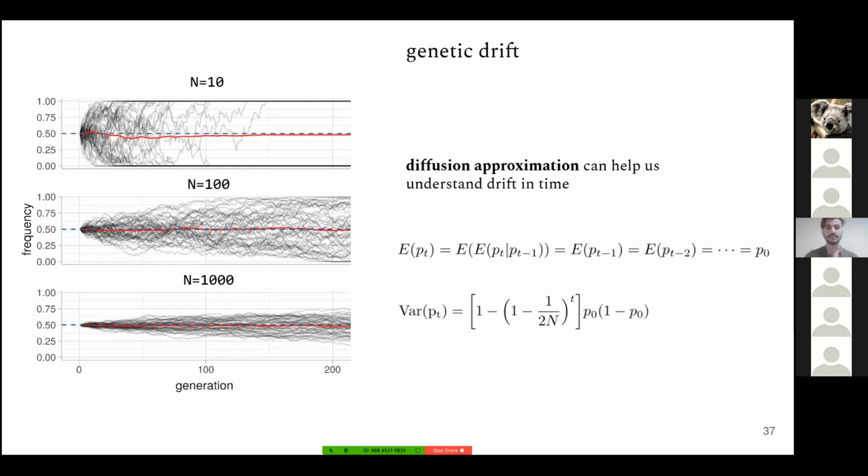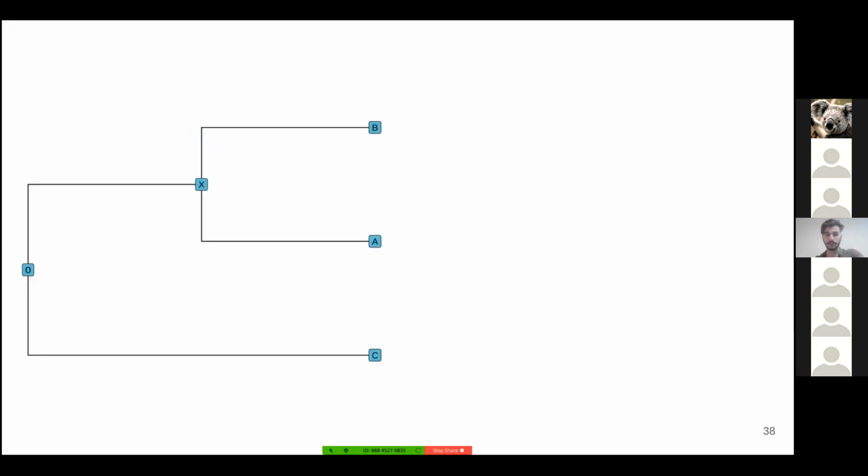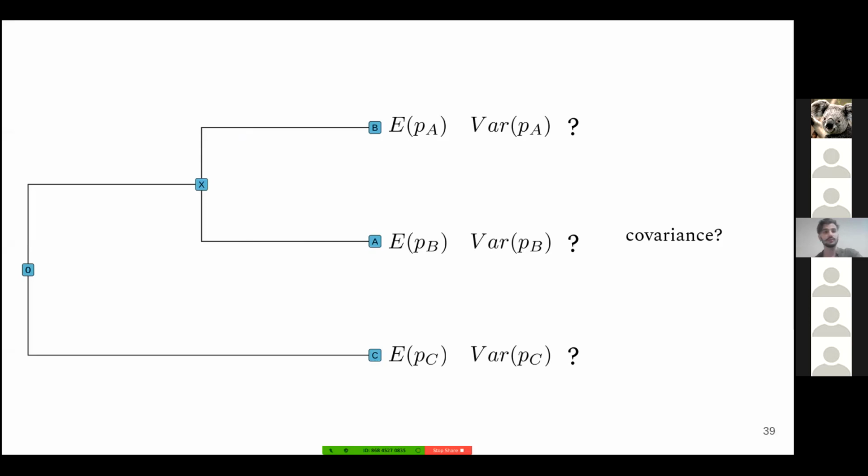This is when dealing with a single population, right? But what happens when we try to deal with hierarchically structured populations, like we see in this tree? What are the expected allelic frequencies for each population, A, B, and C? What are their variances? Do they show a covariant structure due to their shared history?